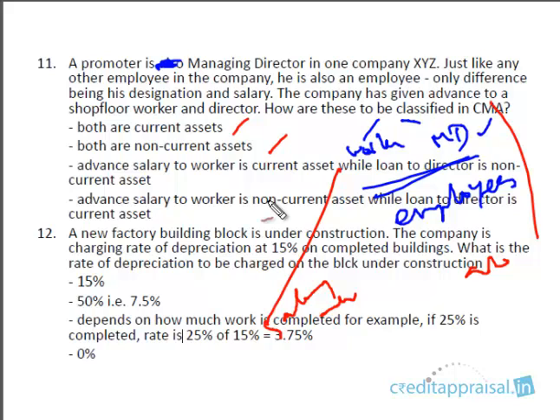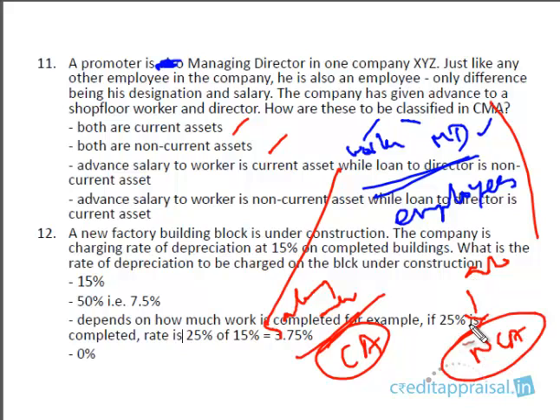Another item of advance is recoverable in cash or kind. This we discussed. Also under non-current assets, if you remember, dues from director, there also we discussed. The salary advance to workers is always classified as a current asset, whereas advances and loans to directors and partners are classified as non-current assets. So the third option is the correct option, right?